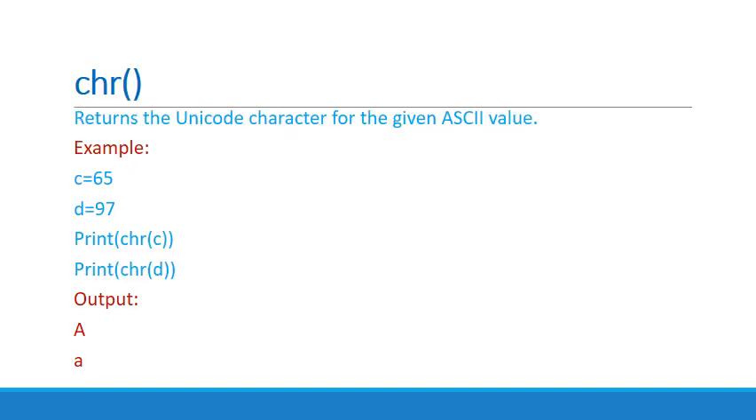Next, CHR function. This function returns the Unicode character for the given ASCII value. That is, this function is the inverse of ORD function. So we get the Unicode value capital A and small a for the value 65 and 97 in the output.